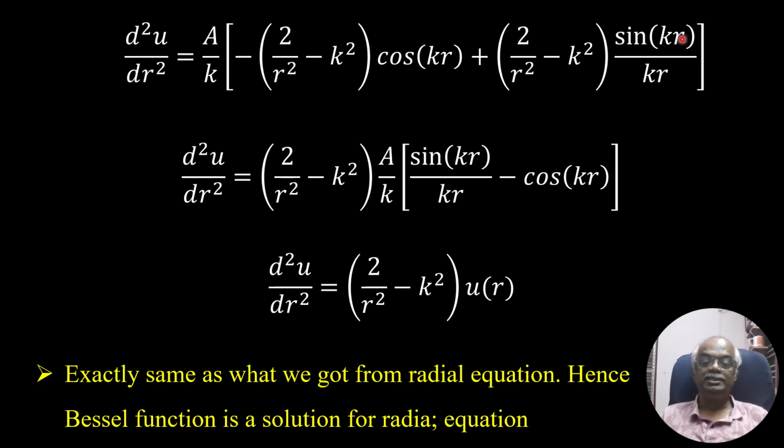Now we got this expression. Here you can notice we can take this term as common, that is 2 over r squared minus k squared as common. Already a over k is a common factor we have. And here inside the bracket you have sin kr. First you take the positive term, sin kr over kr, and here minus cos kr. At the beginning of our lecture, we have seen this is nothing but u of r.